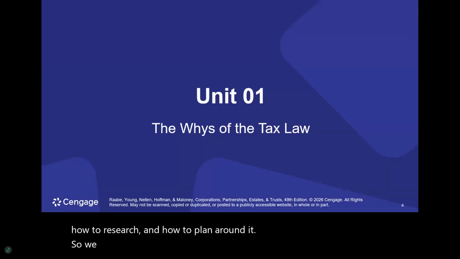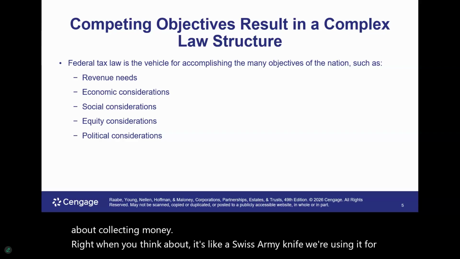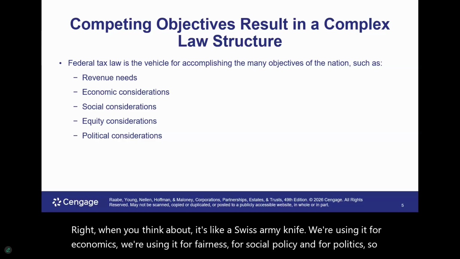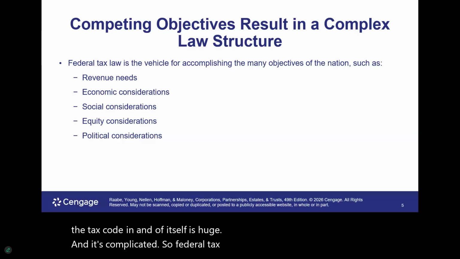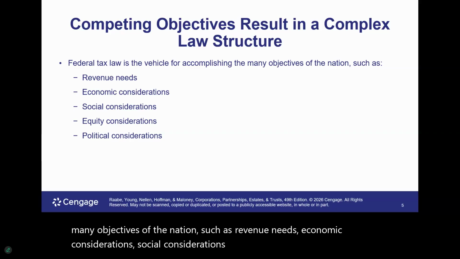So we start off with Unit 1, the whys of tax law. Again, tax law isn't just about collecting money, right? When you think about it, it's like a Swiss Army knife. We're using it for economics, for fairness, for social policy, and for politics. The tax code in and of itself is huge and complicated. Federal tax law is the vehicle for accomplishing the many objectives of the nation, such as revenue needs, economic considerations, social considerations, equity considerations, as well as political considerations.